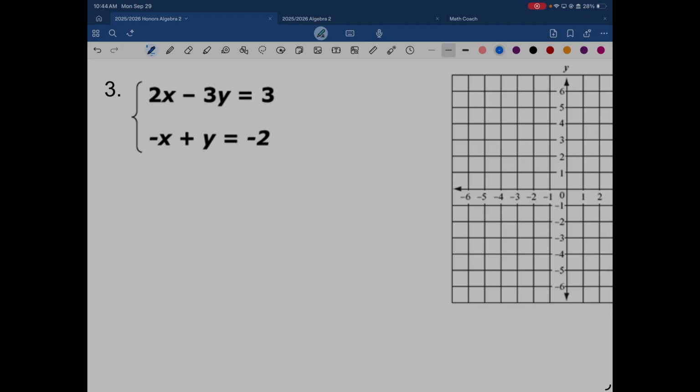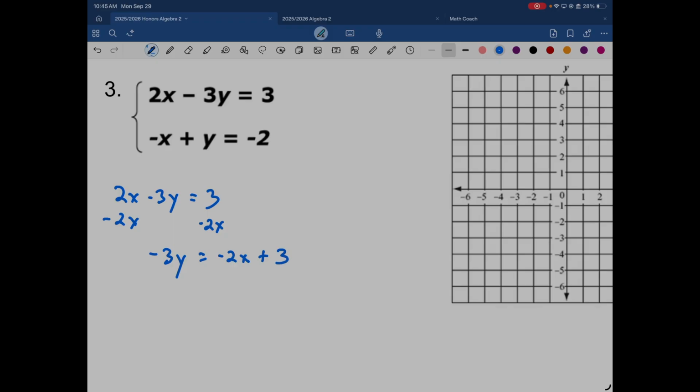So let's concentrate on the top one, 2x minus 3y equals 3. What should I do with that first? Minus 2x, because what ultimately are we going to do? Solve for y. So I'm going to rewrite it just so I have it. I'm going to subtract 2x. That gives me negative 3y equals negative 2x plus 3.